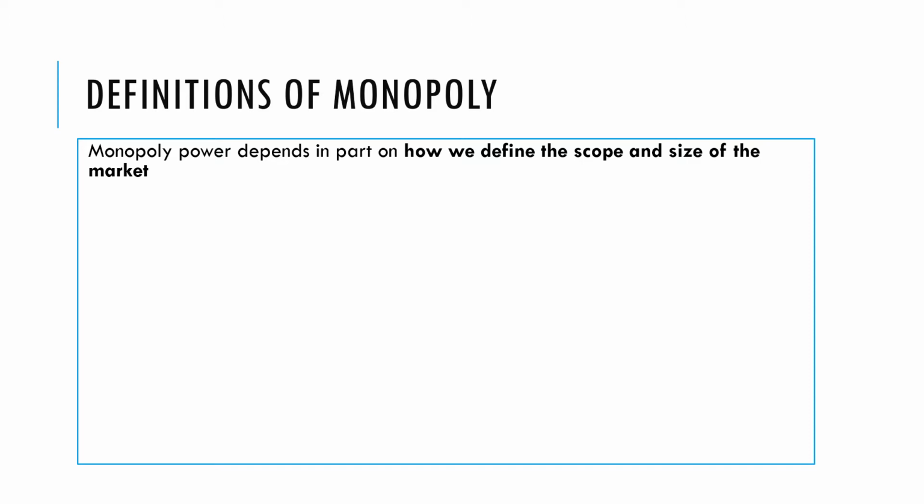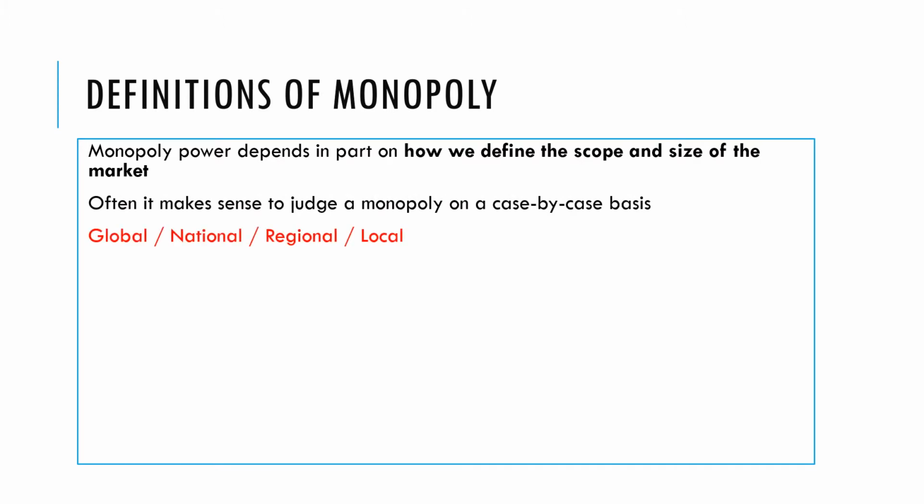Part of this depends on how we define the scope and size of the market as to whether they have 40% market share or 25% market share. So often it makes sense to judge a monopoly on a case-by-case basis. We might look at a global monopoly, perhaps even breaking it down to a national monopoly quite often. You could even have a monopoly within a certain region, and again, a monopoly within a local town, for example, or a local area. We could look at it in terms of industry, but we can also break it down by different areas within the supply chain within an industry.